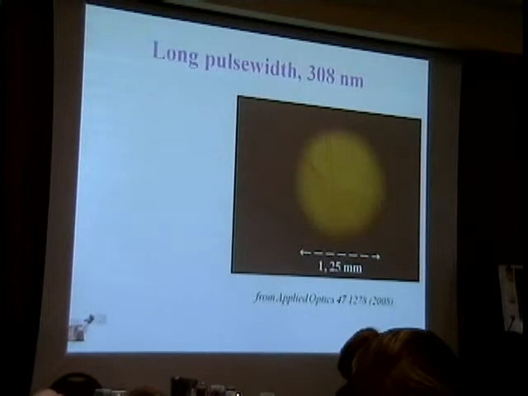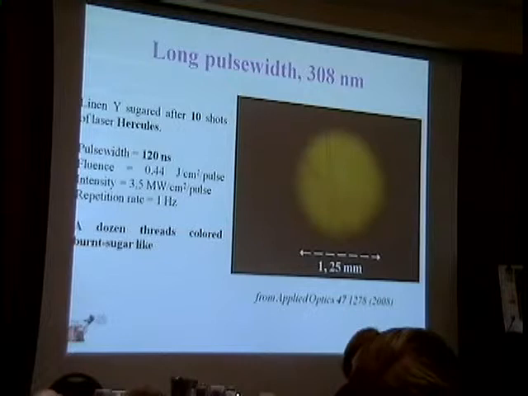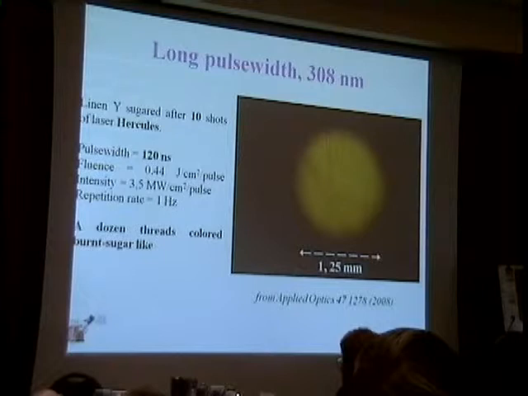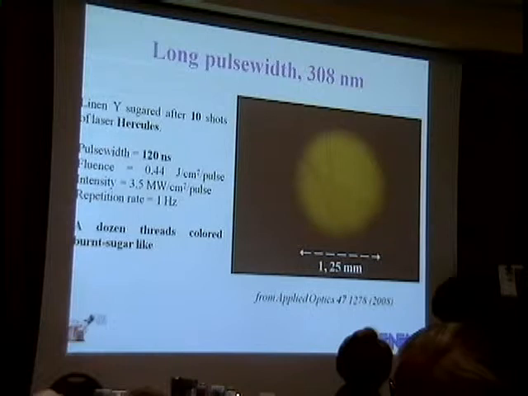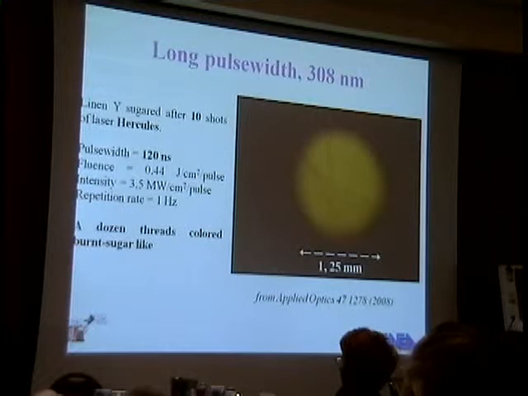We started to irradiate the linen with a long pulse width laser, that is a 120 nanosecond laser, and we obtained no result, no correlation. We tried many different working points, but the results were absolutely negative, except in one case, where we observed, but only at the microscope, a dozen of threads colored.